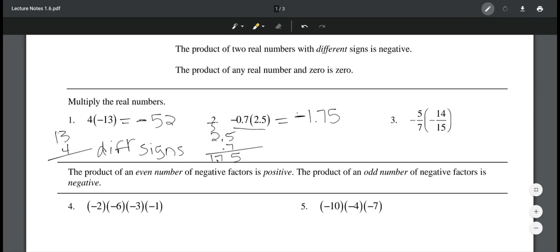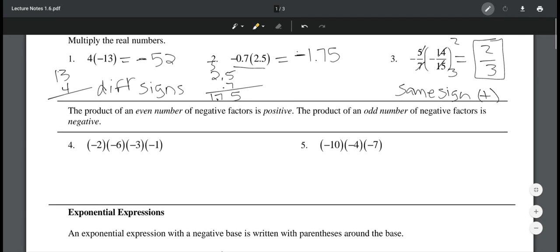Now, we're going to multiply two numbers with the same sign. When they have the same sign, the outcome is always positive. I don't care if it's a positive times a positive or a negative times a negative, the outcome is positive. So I know my outcome is going to be positive. 5 goes into 15 3 times. 7 goes into 14 2. So my outcome is positive 2/3, because remember, a negative times a negative produces a positive.